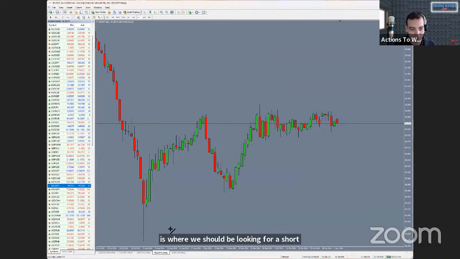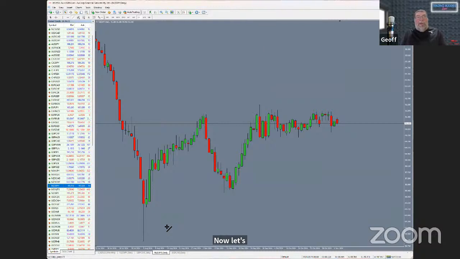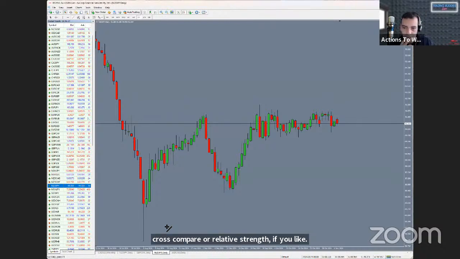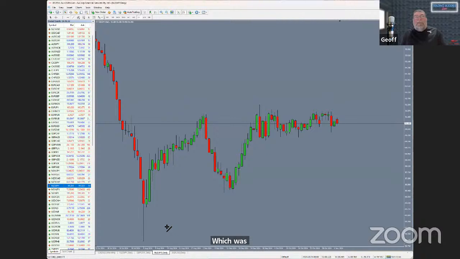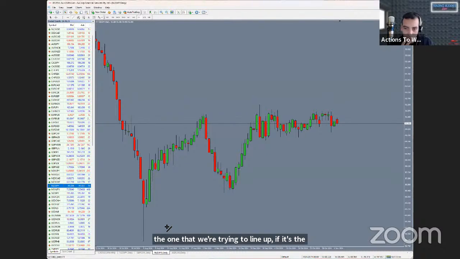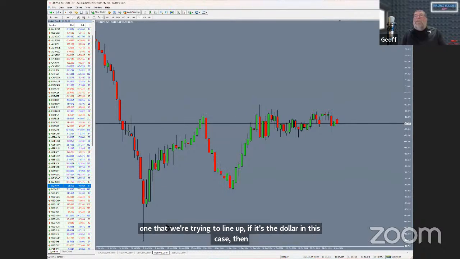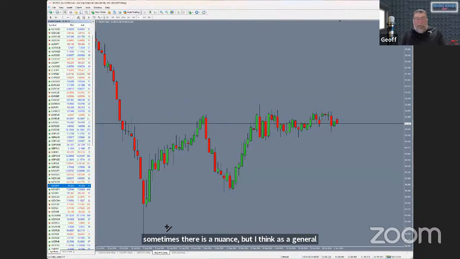Do you think that's always the case? I do that a lot, right? I do that cross comparative or relative strength, if you like, which we're talking about. I find sometimes it's not, because there will be a certain nuance to the one that we're trying to line up. If it's the dollar in this case, then sometimes there is a nuance. But I think as a general rule, I'm absolutely on board with what you're saying.